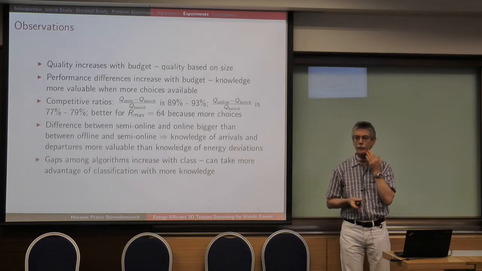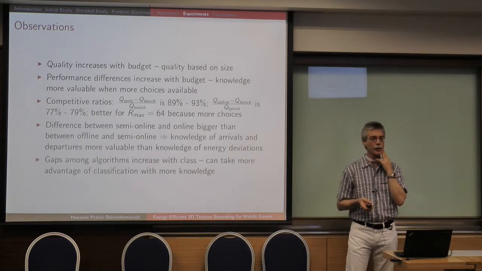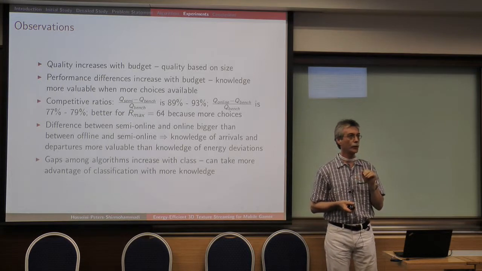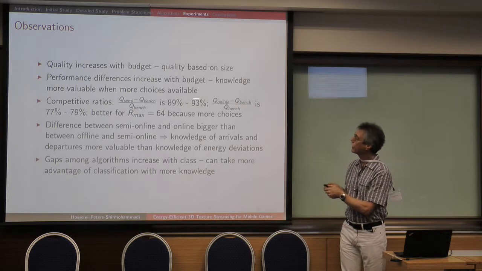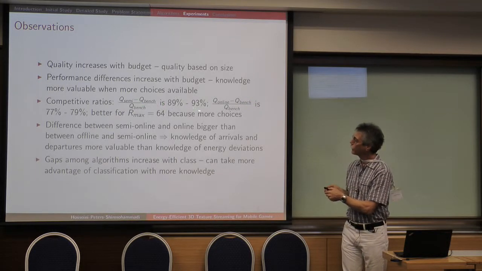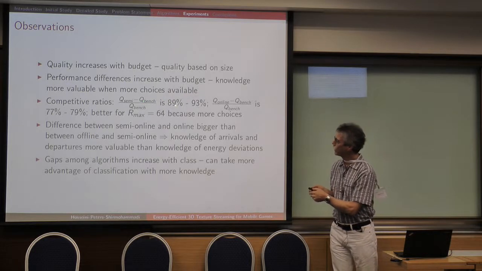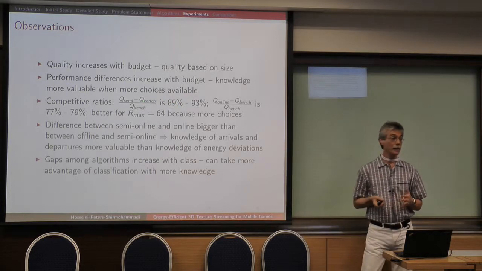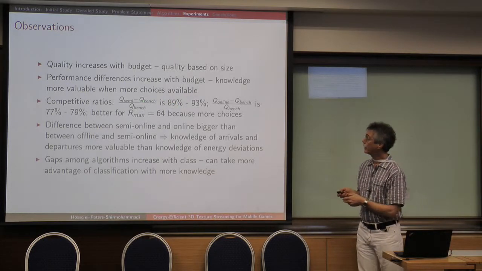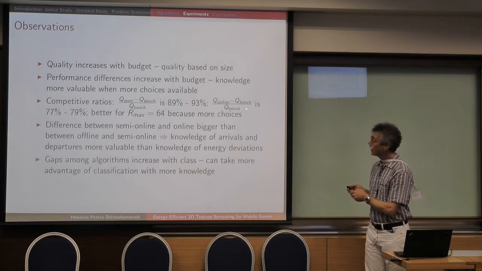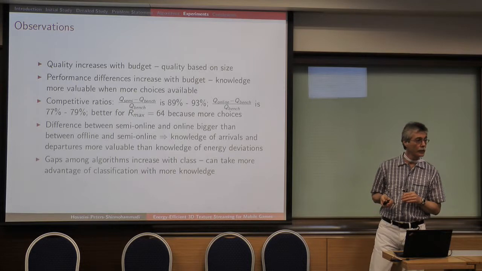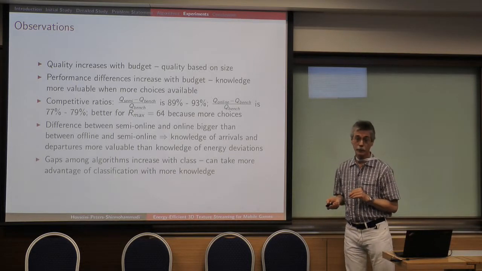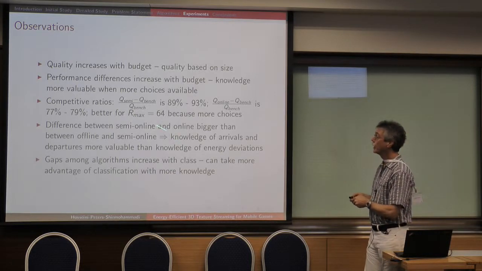We calculated competitive ratios. This is a standard way of measuring online algorithms. You compare it against an offline. So it's this ratio. This was for the semi-online and the online. The competitive ratio for the semi-online was quite high. It's around 90%. For the online algorithm, it's a bit lower. It's a little bit under 80%. Still not bad, considering how little it knows.